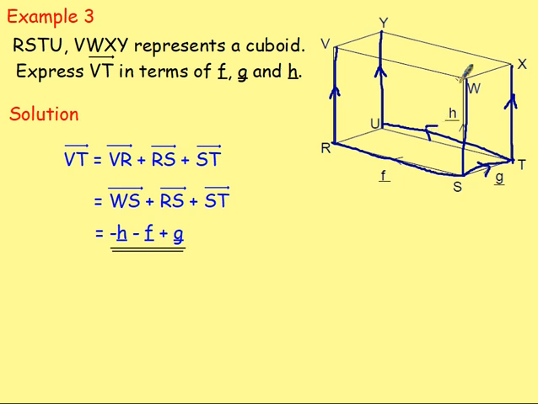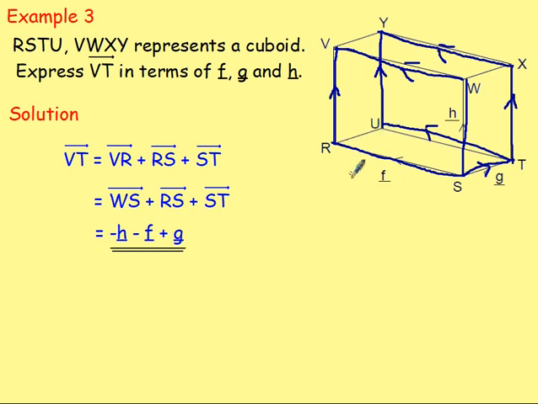So that vector there is the same as this vector here. It's the same length, same direction. They're all going to be vector F. You can hardly draw on this with a mouse, but you get the idea, they would all be the same. And for vector G, S to T is the same as W to X, it's the same as V to Y, and it's the same as R to U.